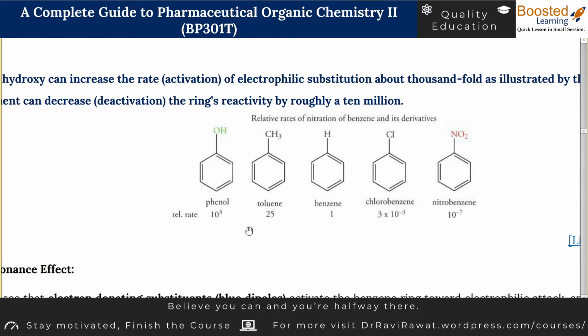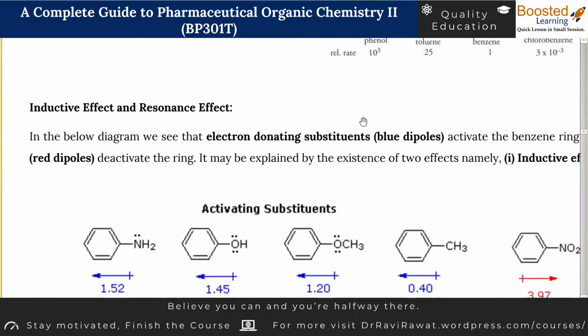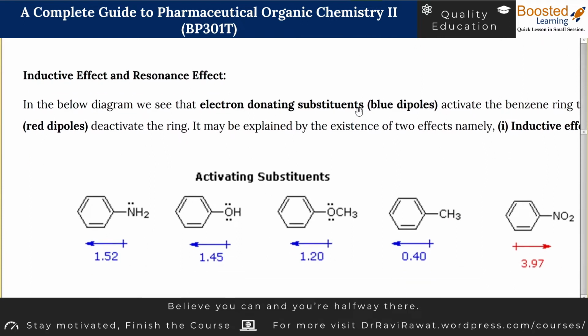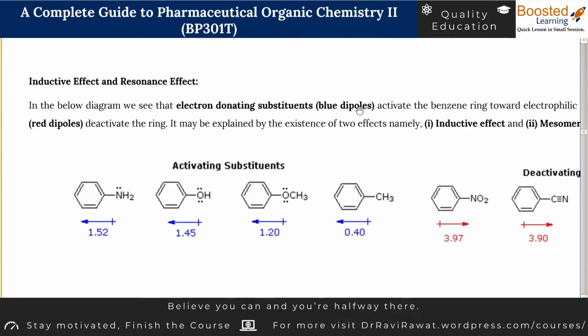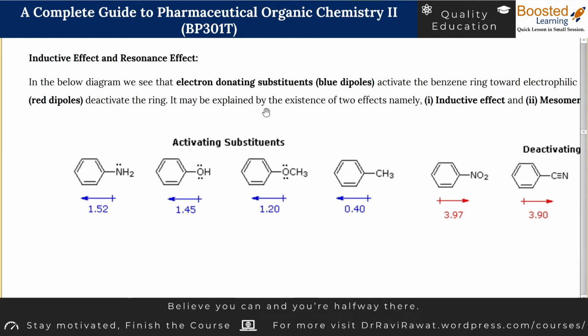So in this topic that we are going to cover today, we are going to see the basis of such phenomena, that how can a small group increase or decrease the rate of the reaction. So the basis of such influence are two effects with the name inductive effect and the resonance effect.